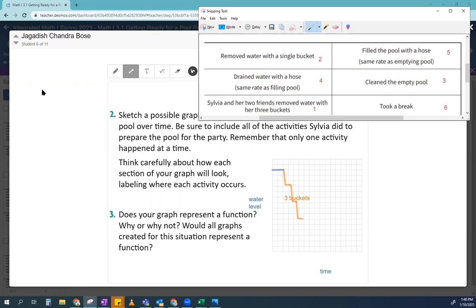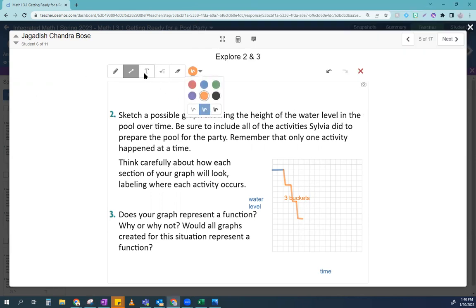Okay. Sorry. Let's go back to orange. It needs to be empty. They're cleaning an empty pool, so I need to go more. Okay. I think that's pretty good. Good? Is everybody okay with that? Then they're going to clean the empty pool.